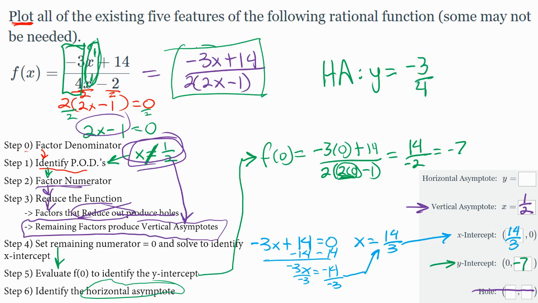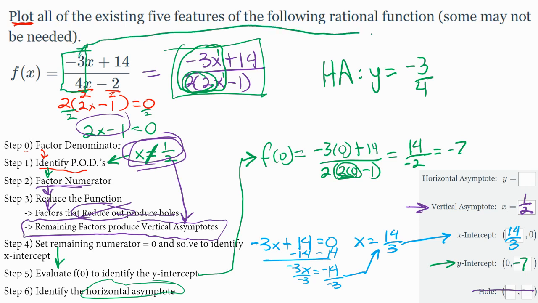Now, it's a little bit tougher to see in that factored form over here. What I would have to do is see that the degree on the top and bottom were both 1, and I'd have to remultiply these 2's to get 4. So it's more convenient to find your horizontal asymptote back in standard form if you were originally given that, to get that -3/4. So now our job is to take these 4 out of 5 key details, because there is no hole, and then plot them on a graph.